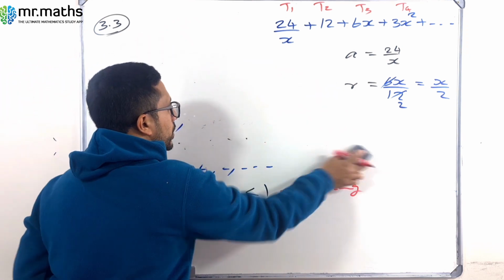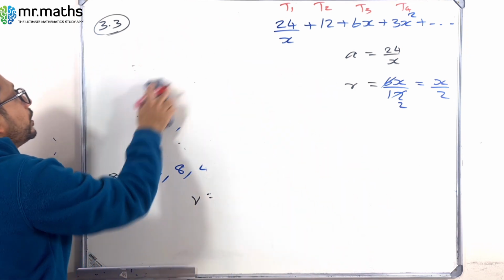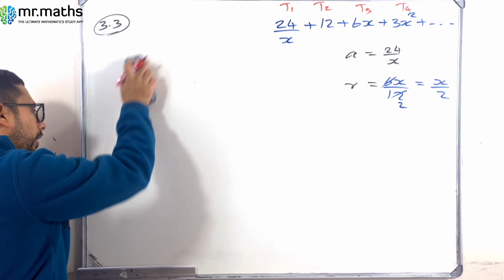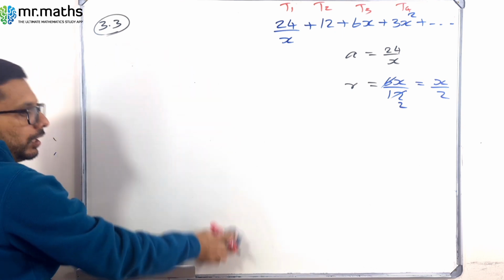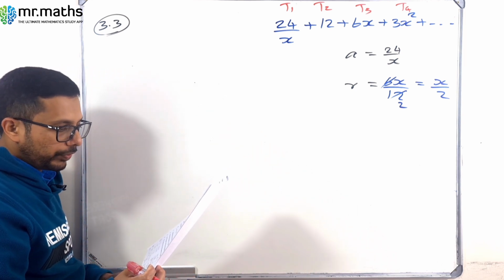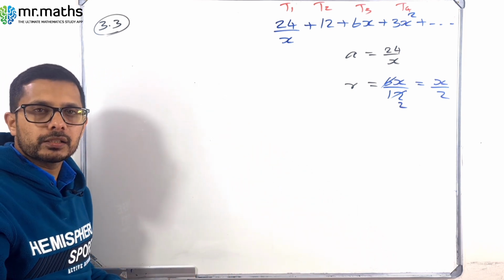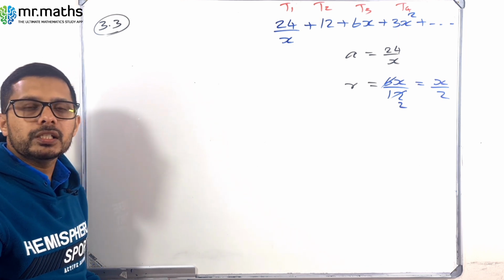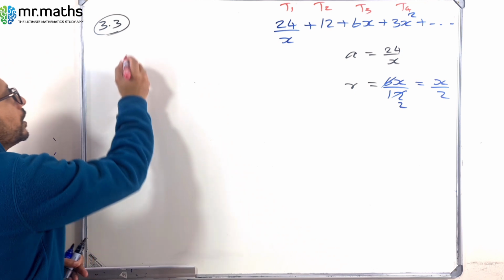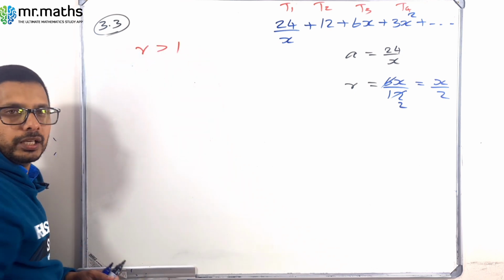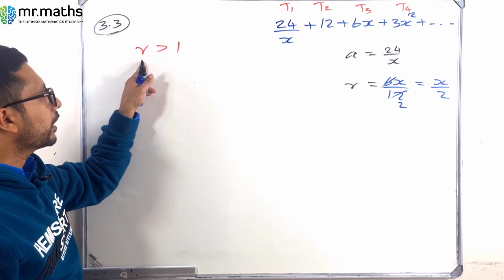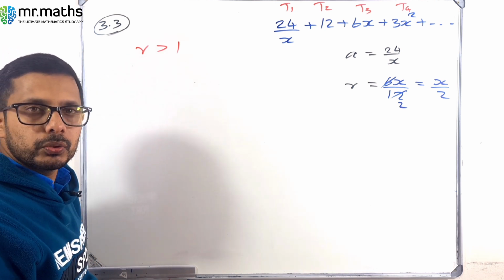So what is our question in 3.3? You have to find the values of x for which the series will increase. So they want the series to be increasing. So we know that for a geometry series to increase, the value of R must be greater than 1. You remember the example that I told you. So this is the condition for a geometry series to increase.